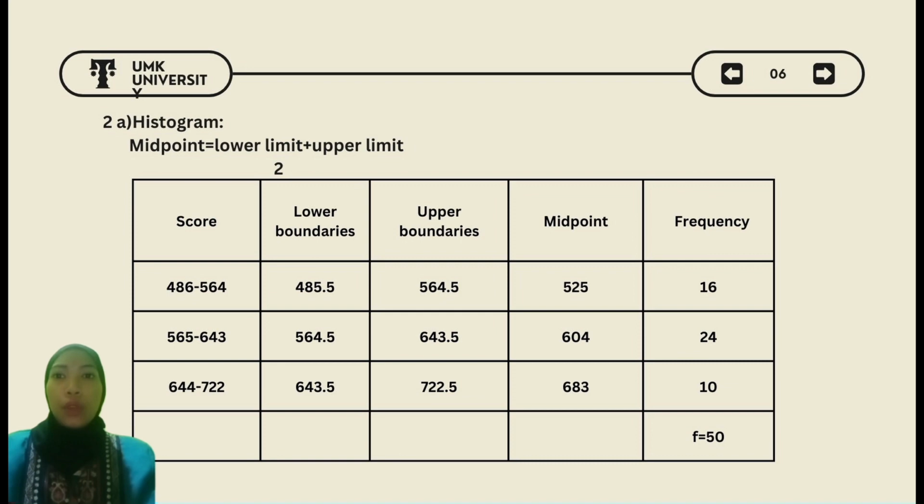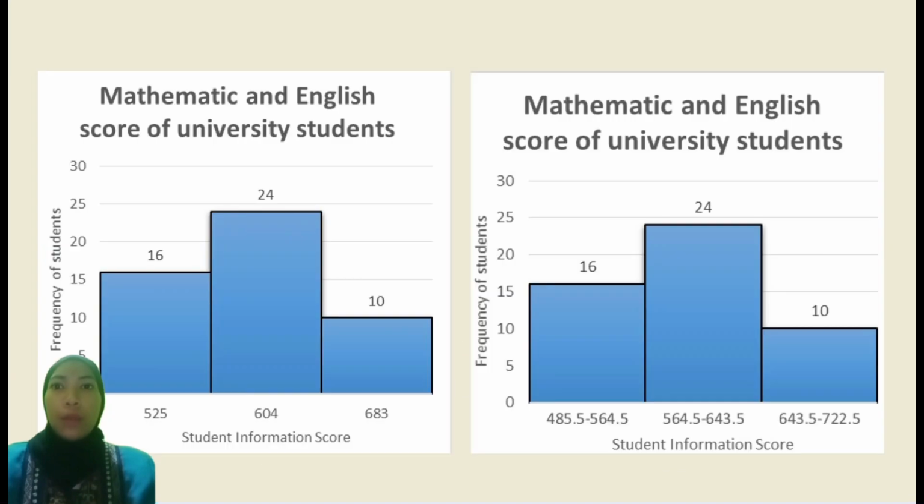Next is number 2. The graphs we use are a histogram and a pie chart for our assignment. First, the horizontal scale is the midpoint data. Second, the vertical scale measures the frequency of the class. For the first graph, we must find the lower boundary, the lower limit minus 0.5, and the upper boundary, the upper limit plus 0.5. After that, we find the midpoint using the formula lower class limit plus upper class limit, divided by 2. After getting the data, we put it into the table using the histogram graph.